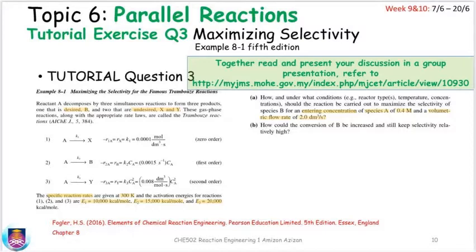Question A asks how and under what conditions (reactor types, temperature, concentration) the reaction should be carried out to maximize the selectivity of species B, for an entering concentration of species A of 0.4 molarity and a volumetric flow rate of 2 dm³ per second. And question B asks how the conversion of B could be increased and still keep selectivity relatively high.